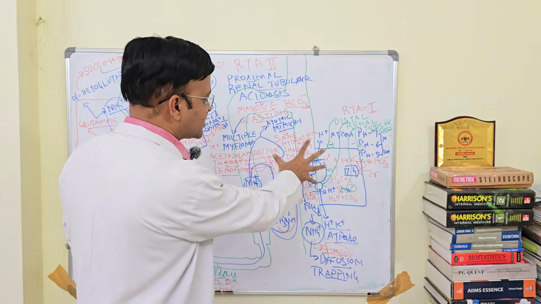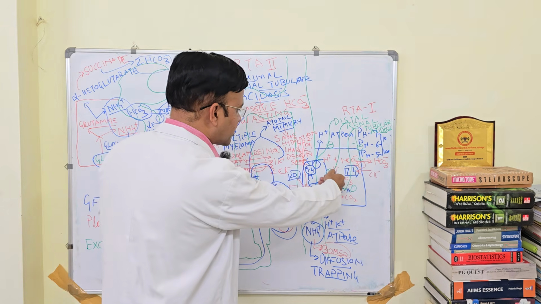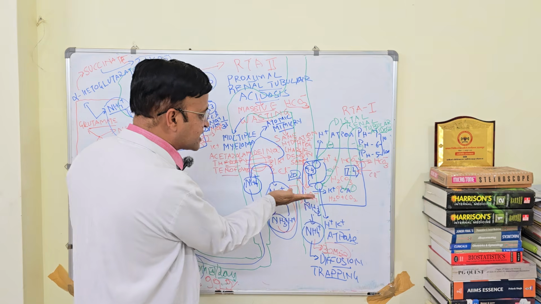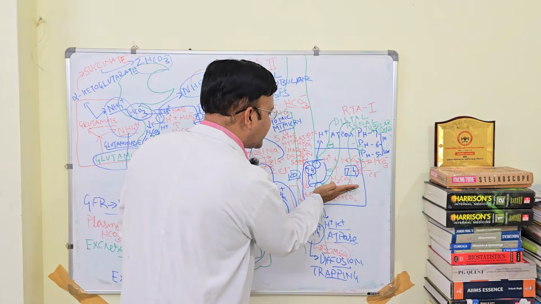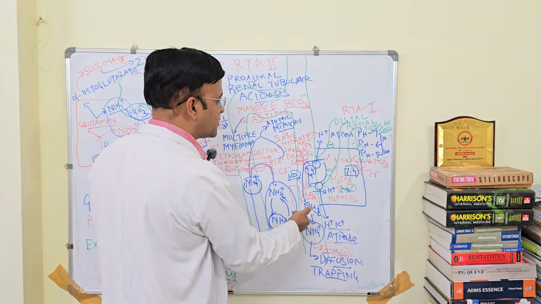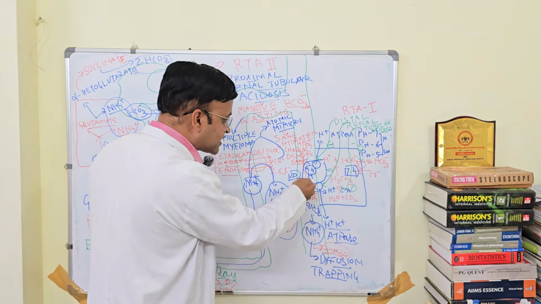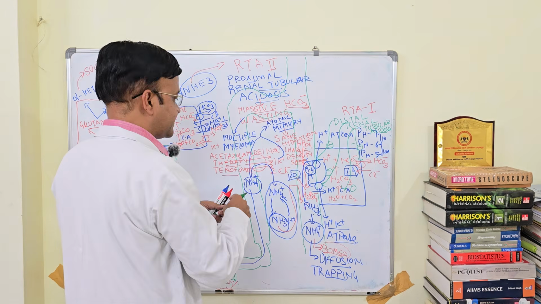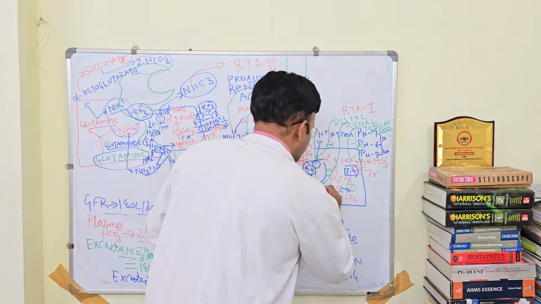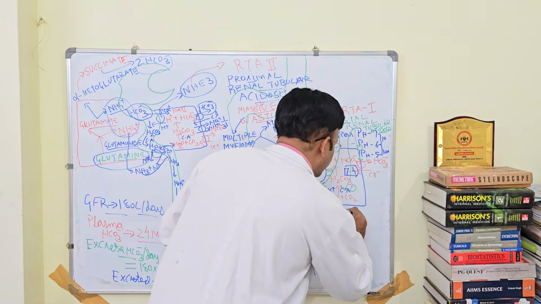Now apply your logic and think what can happen, right? If this H plus is not getting excreted out, this K plus won't be reabsorbed. If this K plus is not reabsorbed, what it can lead to, right? It can lead to the whole K plus will stay over here, it will be excreted out. So it can lead to hypokalemia, right? So you will have hypokalemia in case of renal tubular acidosis type 1.